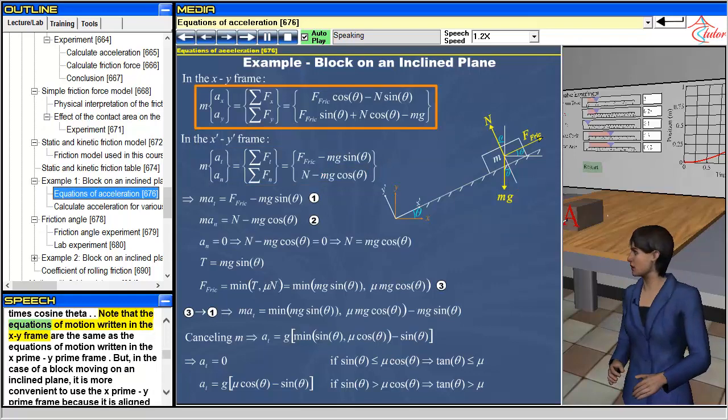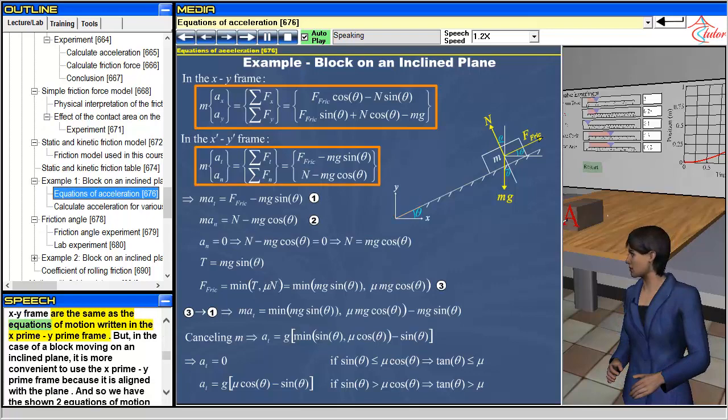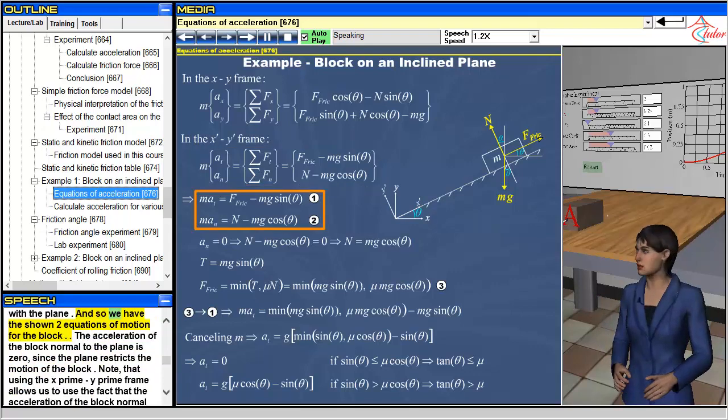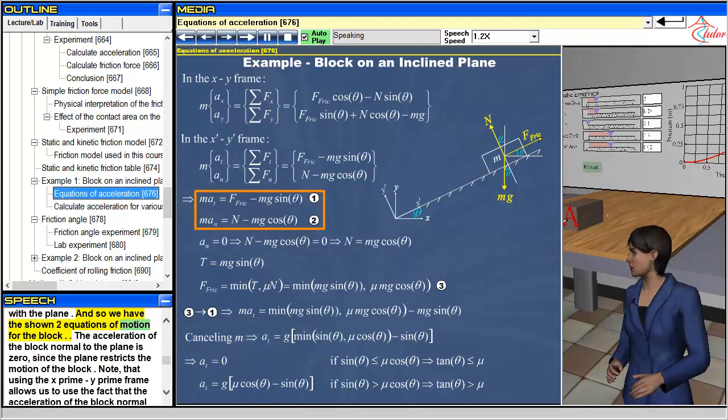Note that the equations of motion written in the xy frame are the same as the equations of motion written in the x prime, y prime frame. But, in the case of a block moving on an inclined plane, it is more convenient to use the x prime, y prime frame because it is aligned with the plane. And so we have the shown two equations of motion for the block.